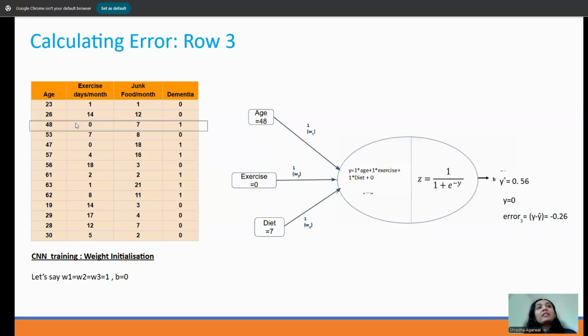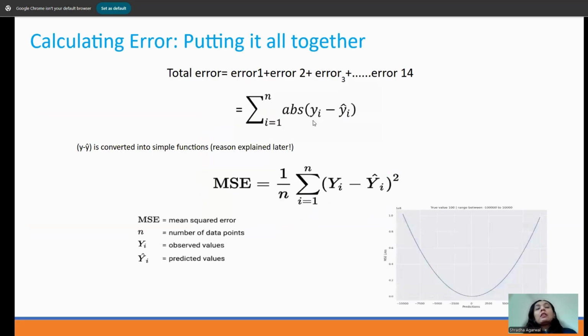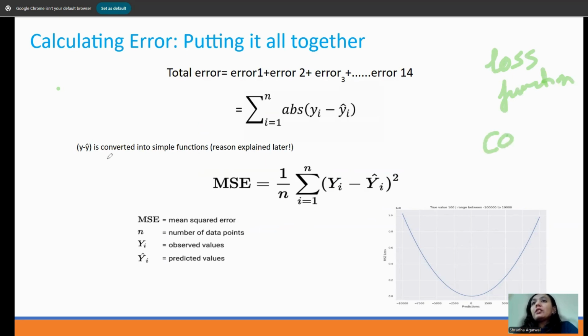When the neural net has gone through all these errors, there is something that we call, and this is a very common term that you will come across, a cost function. So this is your loss function, and then it becomes your cost function. When you add up all the errors in the data set, this becomes your total error.